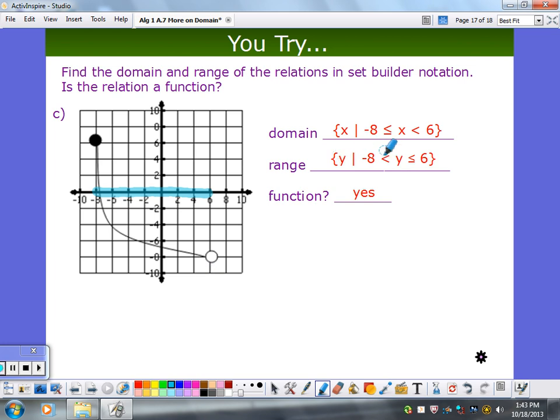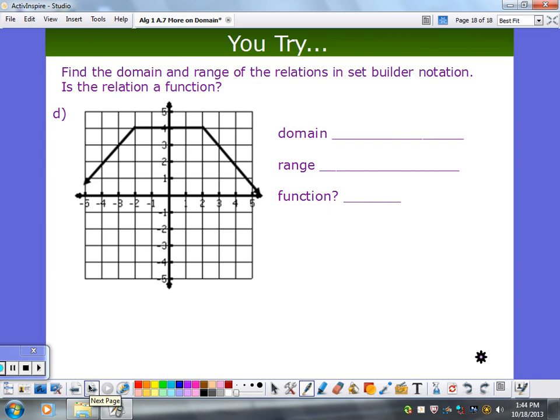That's what this says. Then when I look at the range, well, where do I see stuff? Between -8 and 6, not including -8, because that's where my hole is, and then not a hole there. So that's why this is a less than, and this is a less than equal. What? Well, you gotta think about it though. Yeah, I could have shifted this over, it wouldn't look like that anymore. What do you think?